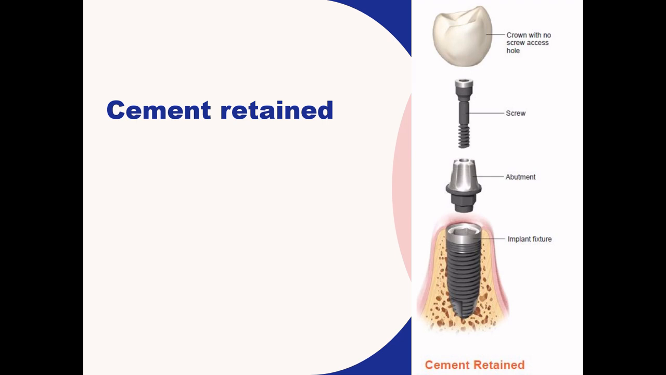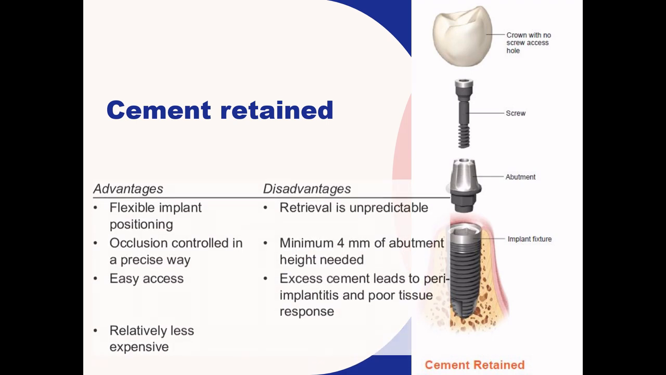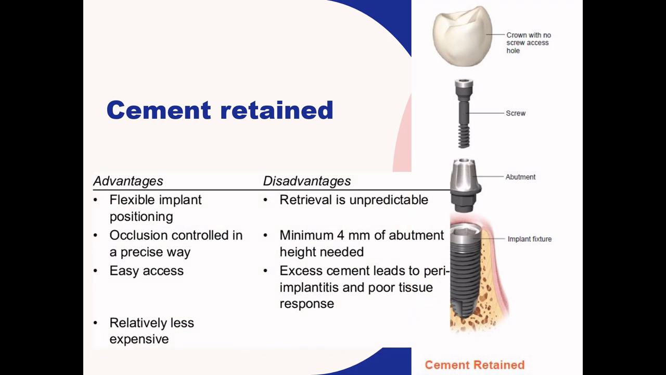Coming to the advantages, so here there is flexible implant positioning. So there is no screw or screw hole. So there is flexibility in implant positioning. And we can also adjust the occlusion and occlusal contacts more easily than a screw retained one. And it is easily accessible and relatively less expensive compared to that of a screw retained restoration. The disadvantages include retrieval is unpredictable.